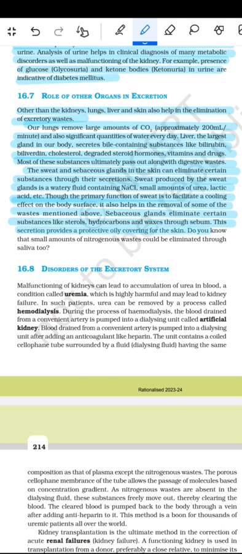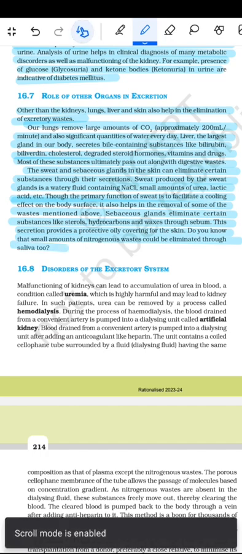This secretion provides a protective oily covering for the skin. Do you know the small amount of nitrogenous waste could be eliminated through the saliva too?